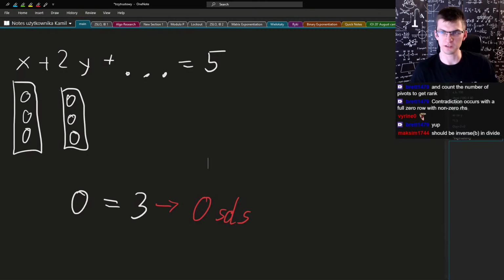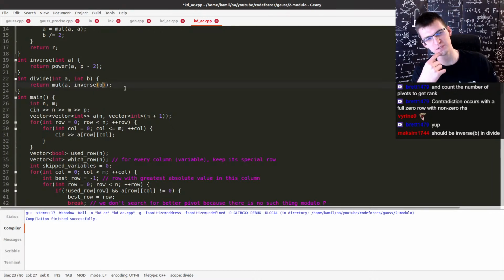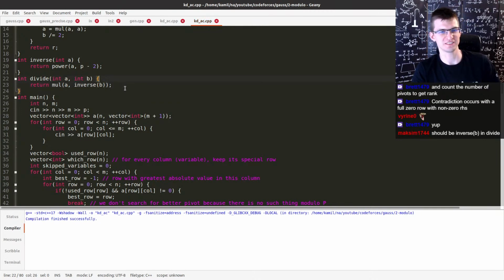Should be inverse of B in divide. Oh. Right now this would always return 1 unless A was 0, then it would return 0. Very useful function. Thank you, Maxim.